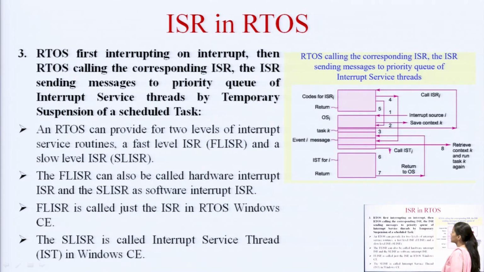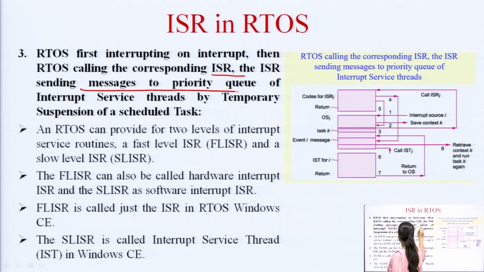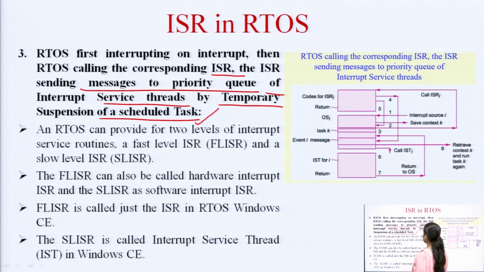The third option is the RTOS first interrupting on the interrupt, then the RTOS calling the corresponding ISR, and the ISR sending messages to the priority queue of interrupt service threads by temporary suspension of a scheduled task. So, let us see all the steps taking place in this scenario.